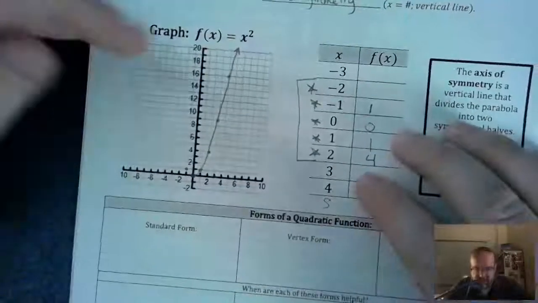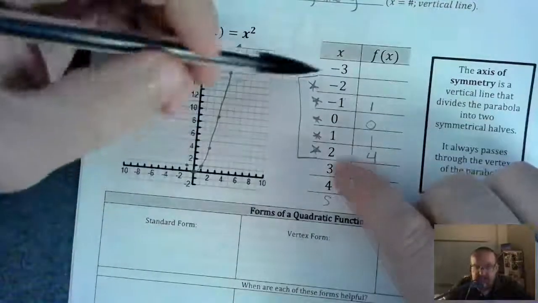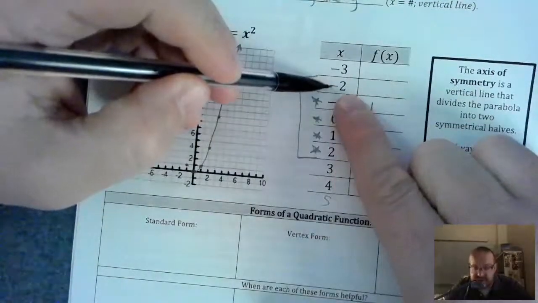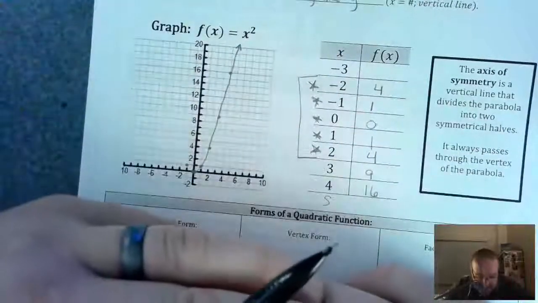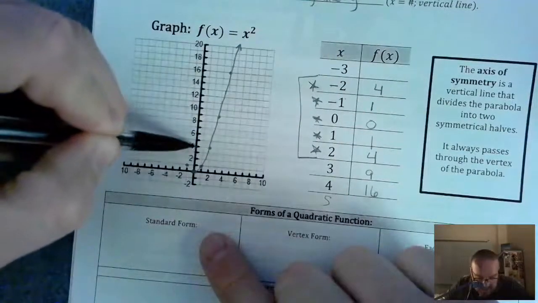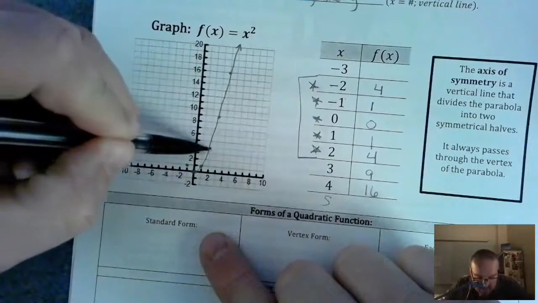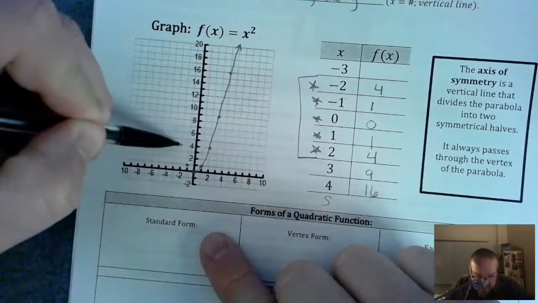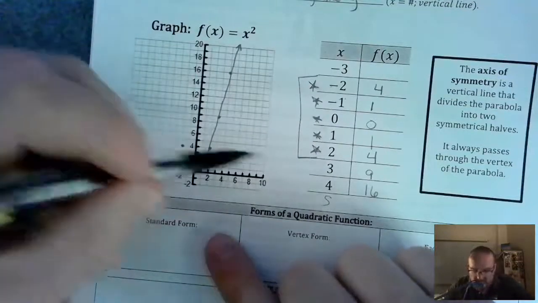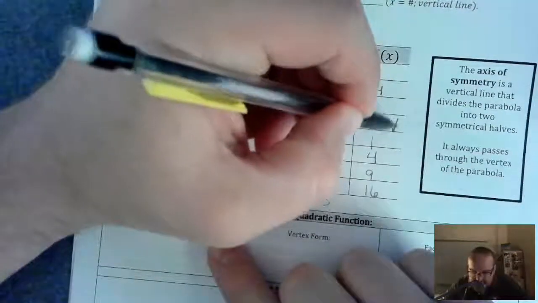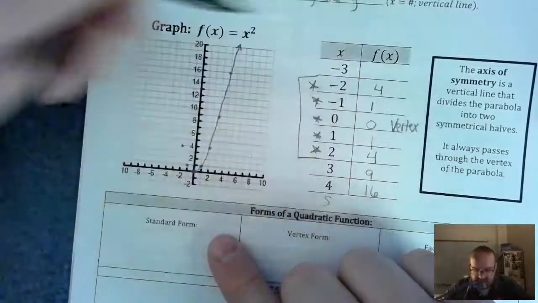Let's see if we can keep going here. I know what negative 2 squared is. It's going to be a positive number. Let's see if that's the case. At this one, I went 2 units to the left, so I'm going to go 2 units to the right. So see how it's kind of shaping up just like a mirror around the vertex. Okay, it has to shape up around the vertex.